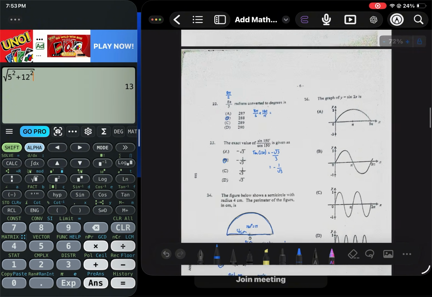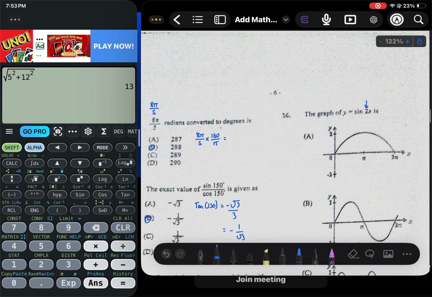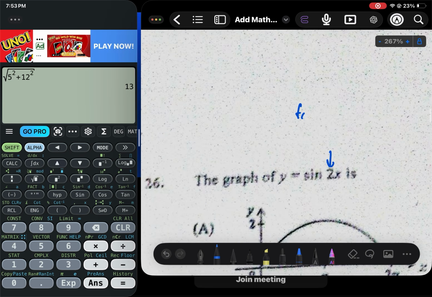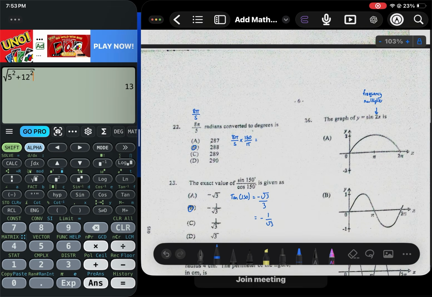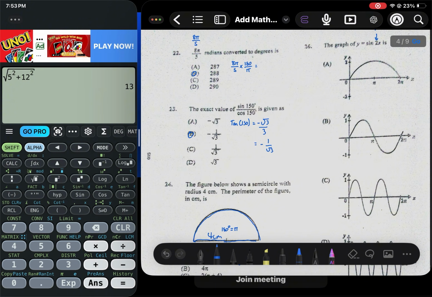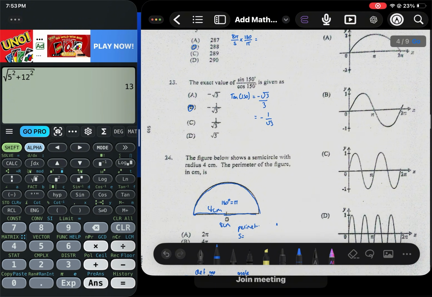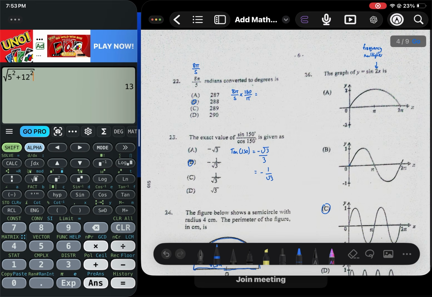The graph of y equals sine 2x is... so this 2 right here is our frequency multiplier. That means it speeds up the oscillations by 2. So instead of having one complete oscillation in 2 pi, we'll have 2 complete oscillations. And we know sine starts from the origin. So our answer here would be C. Without the 2, our answer would look like B.